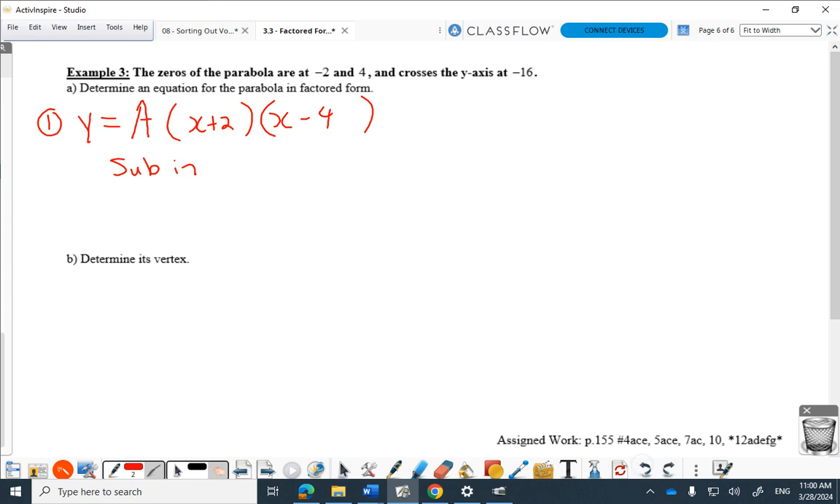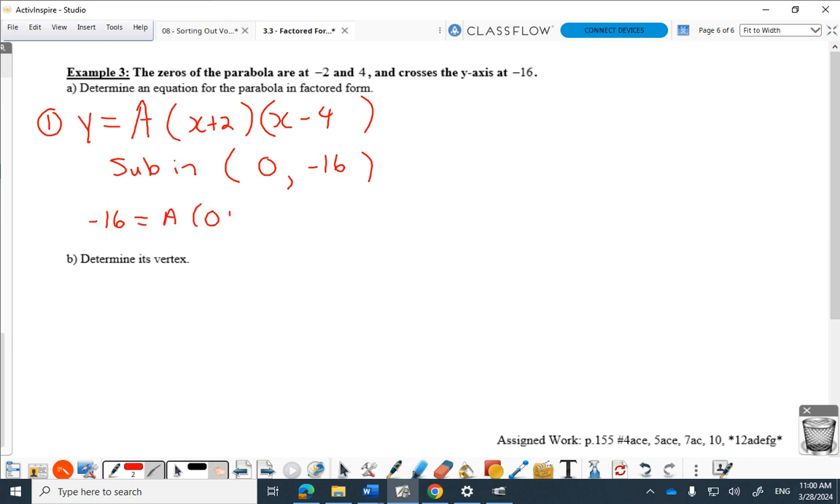Sub in what? What's the point? 0, -16, because it's a. That's where it crosses the y-axis. Ooh, little curveball there at the end. Yes. Now we can sub and solve. So I put -16 over here.